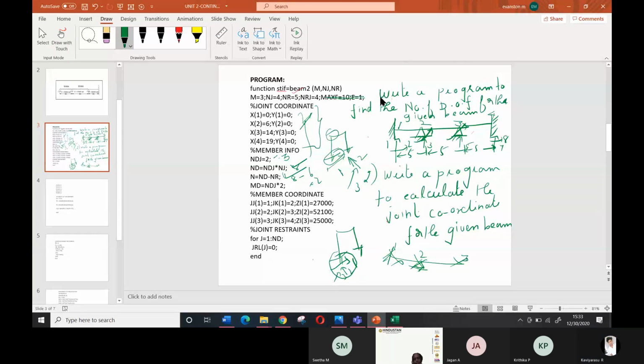So you will be able to write a program if I give a small example like this. Am I correct? Will you be able to do it? Up to this one you are clear, or are you having any doubt? No, ma'am. Up to this one you are clear. Now we will move on to the member coordinate. First I will draw a sketch of everything.